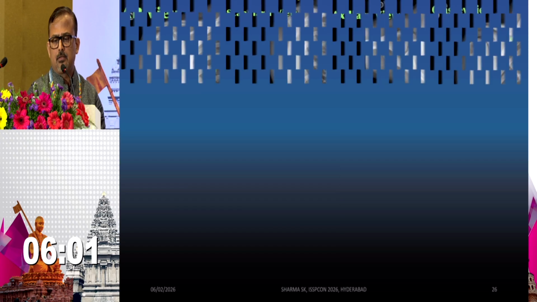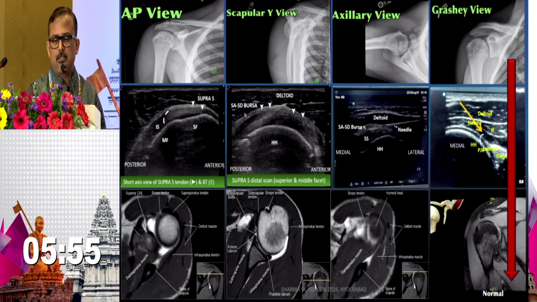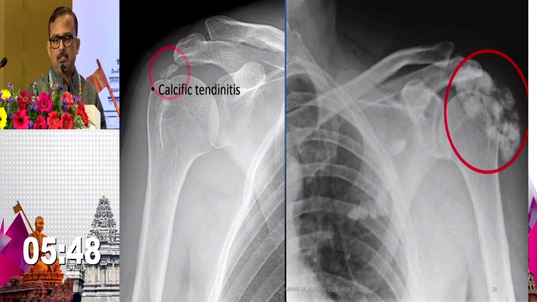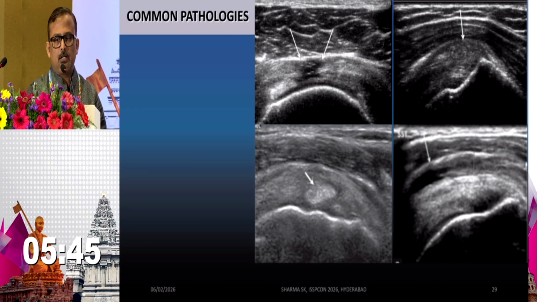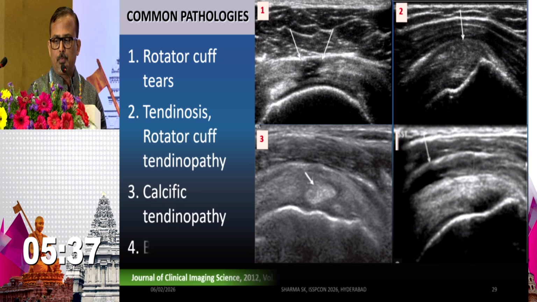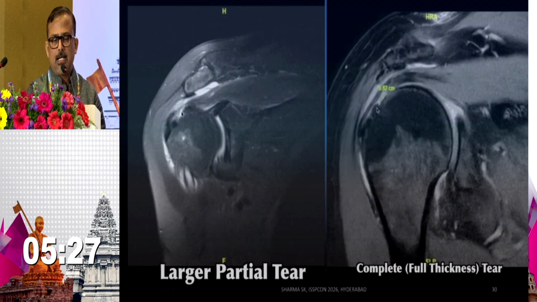Next is the imaging. So you have 3 things. One is the X-ray, one is the ultrasound, and the other is the MRI. This is the shoulder X-ray. Obviously for osteoarthritis, you will have a joint space narrowing. You can see the calcific tendinitis. And in ultrasound, you can find 4 pathologies like the rotator cuff tears, the tendinosis, where it thickens, the calcific tendinopathy, or the bursitis. Details I won't be sharing here because of lack of time. And it matches the MRI in case of tears. And you can do a dynamic assessment and go ahead with the intervention always.